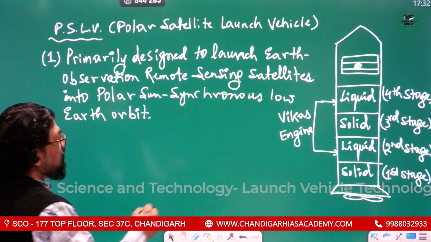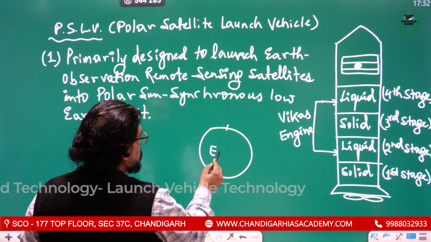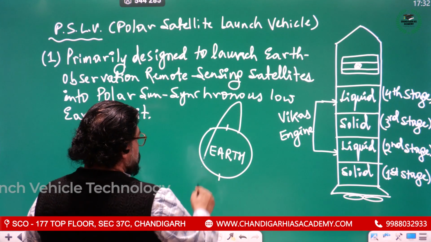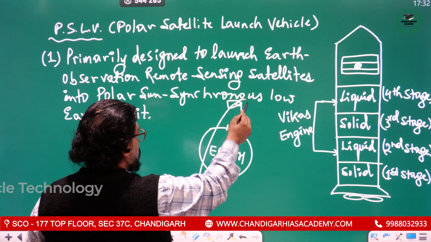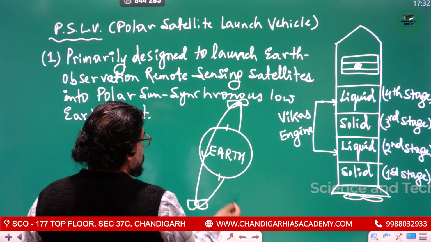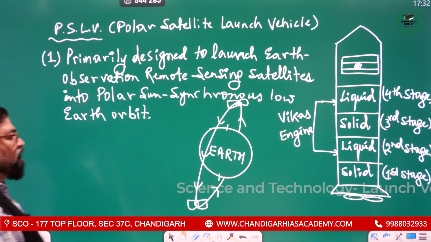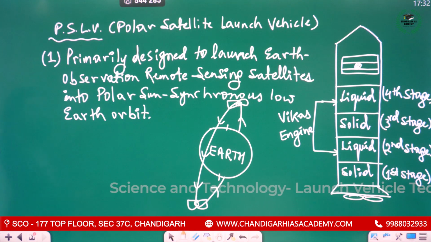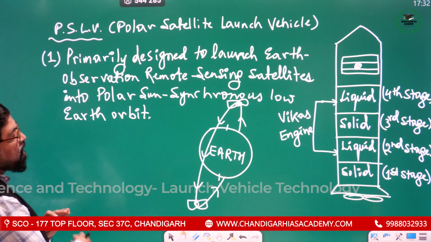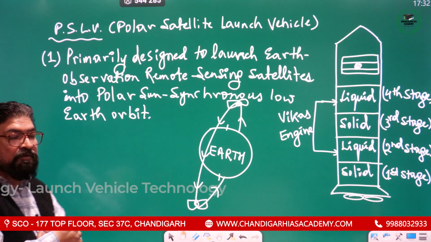That means this type of orbit. This is the Earth, and the satellite will go like this for observation of the Earth. They are kept in low Earth orbit because they have to remain near the Earth for mapping purposes, near the ground. Cameras will focus on that and collect all the data. Sun synchronous, because they work based on the sun's direction.